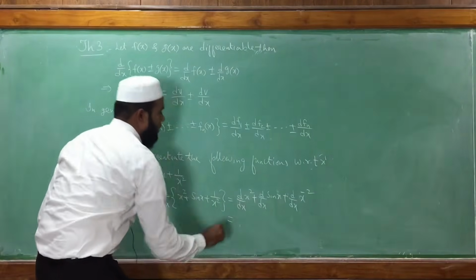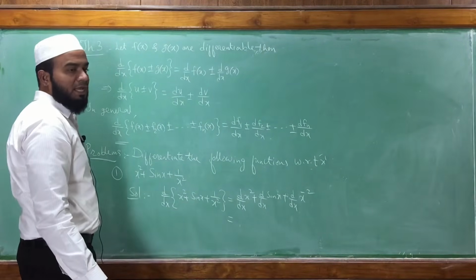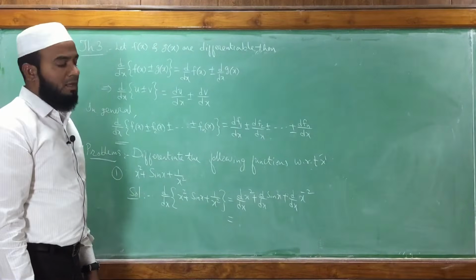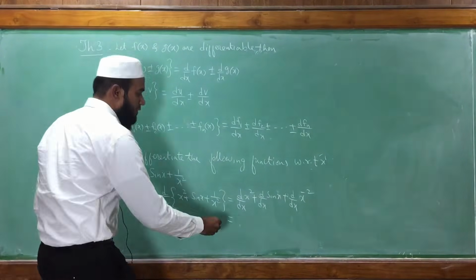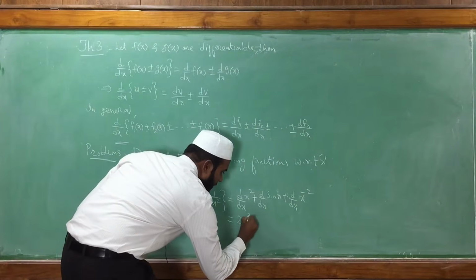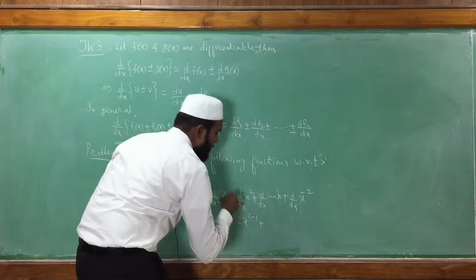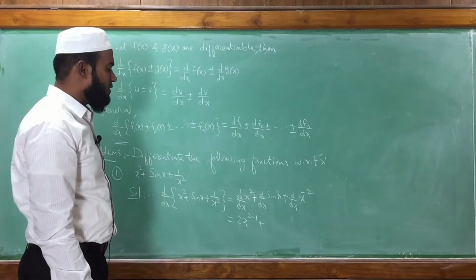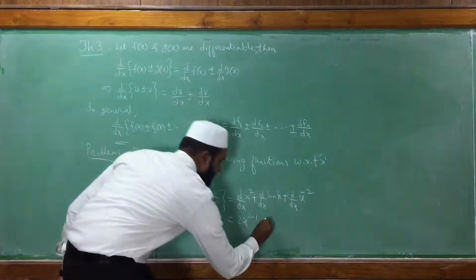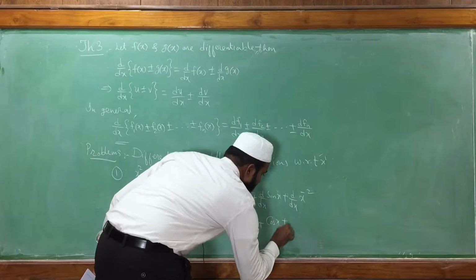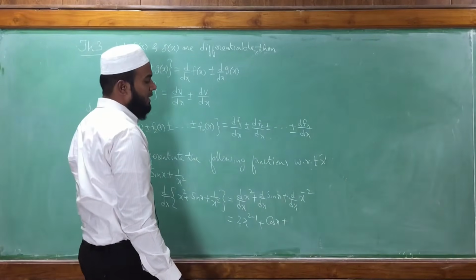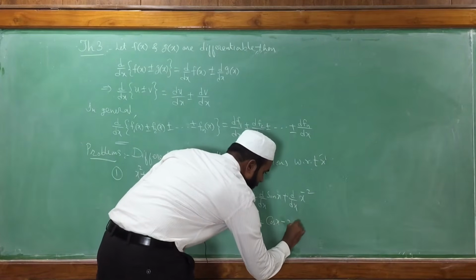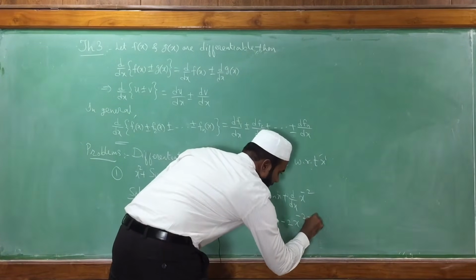Now d by dx of x power n formula we have to use. d by dx of x power n is nothing but n into x power n minus 1. The same thing we have to use here, 2 into x power 2 minus 1, plus d by dx of sin x. Yesterday we have seen this formula also, d by dx of sin x is nothing but cos x, right, plus again d by dx of x power minus 2. The same rule we have to use. What will happen? Minus 2 into x power minus 2 minus 1.